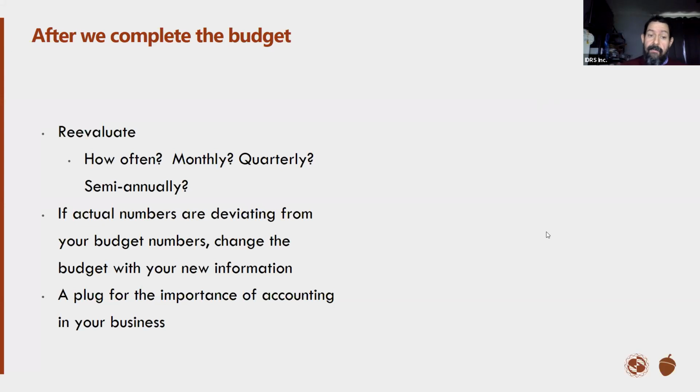So if you're deviating from your budget numbers, change the budget with your new information as soon as you know that. We always talk about, when we're doing business planning, the business plan as a living, breathing document. What we mean by that is that you don't just write this one time and then put it on the shelf. It's supposed to be your plan. It's supposed to be your roadmap. This budget is the same type of thing. Don't just construct it just to construct it.